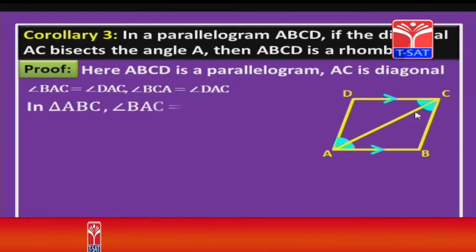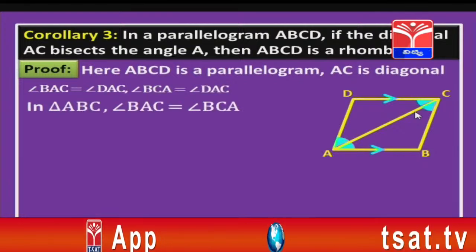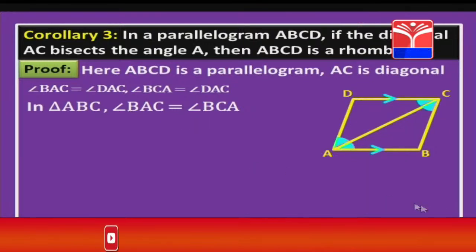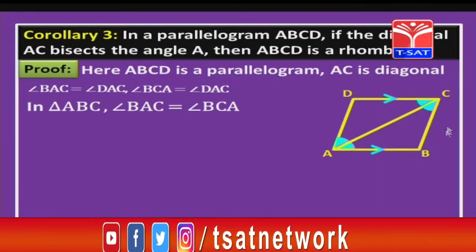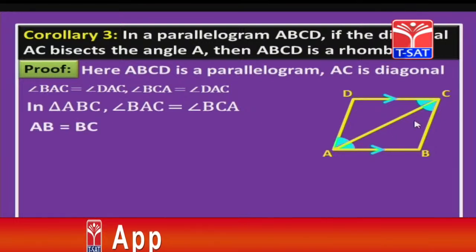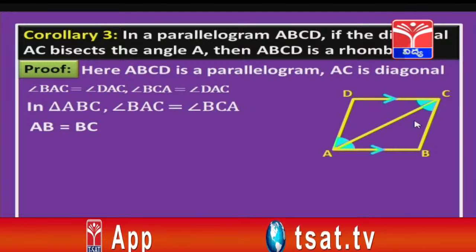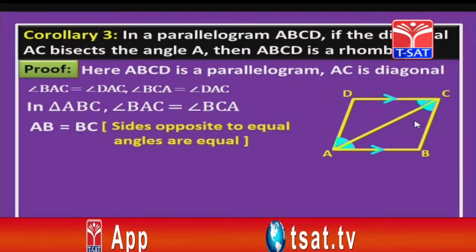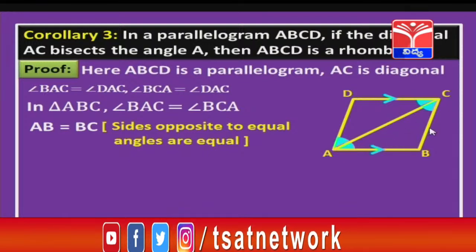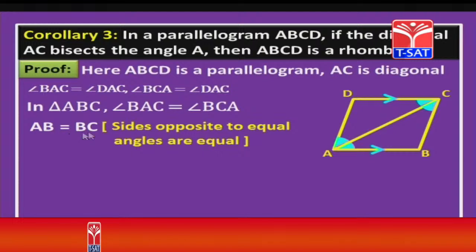Okay, children, now let us consider the triangle ABC. In this triangle ABC, you can notice these two angles are equal, that is angle BAC, this part, and angle BCA, this part. In a triangle, whenever two angles are equal, the sides opposite to them are also equal. Which are the two sides opposite to them? Yes, BC and AB. So, AB and BC both are equal. This is the reason we have AB equal to BC.